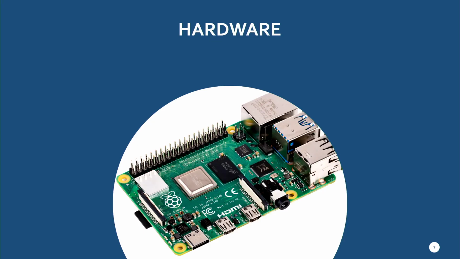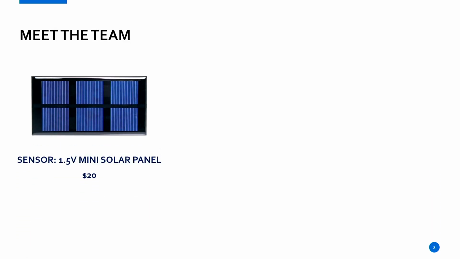Okay, let's talk hardware. So with any IoT application, you first require some kind of sensor. And the sensor we're going to use today is a little mini 1.5 volt solar panel. So this is essentially a light sensor, but it's going to tell us about the light in the room with voltage. And that panel costs roughly about $20 at your local electronics shop.